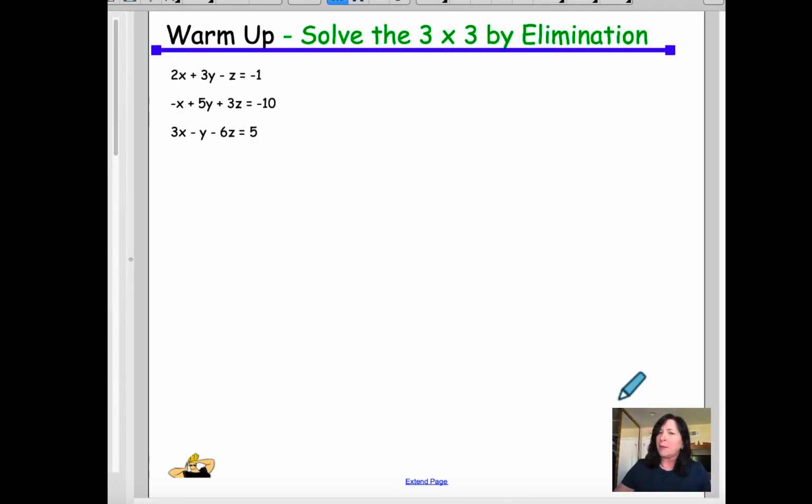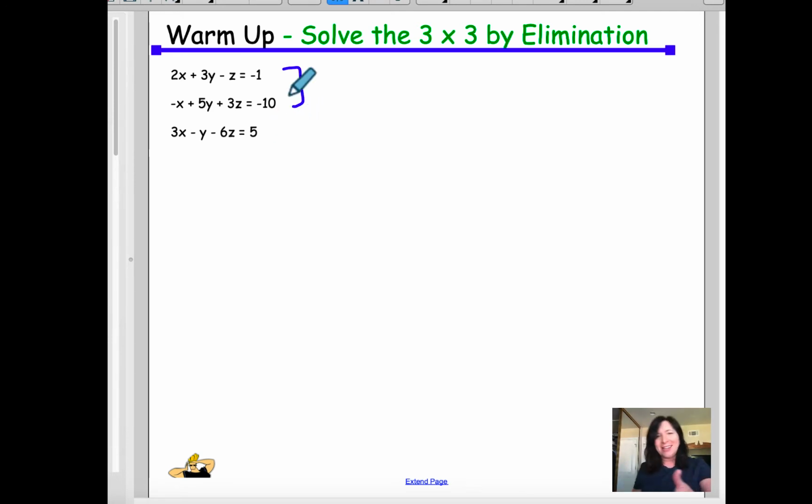So we're going to start off with a warm-up, solving a 3 by 3. We're going to solve this by elimination. Looking at my x, y, z's, I'm actually going to eliminate my z's. Let's see, I'm going to combine the first two equations. Now remember, whatever two equations you're solving, you need to make sure that you eliminate the same variable twice. You have to do that twice.